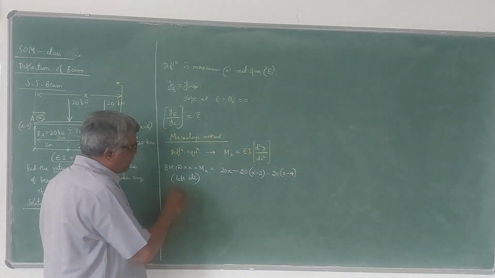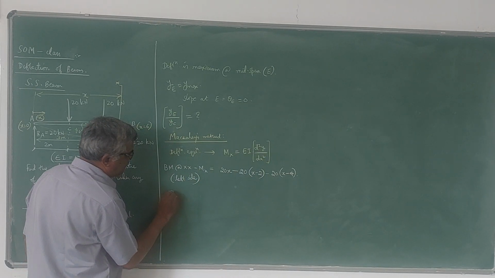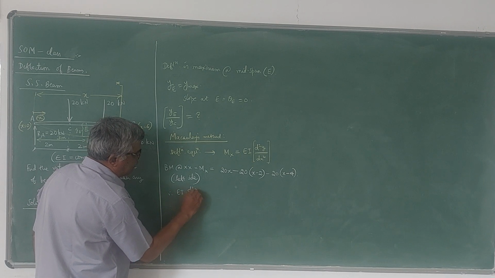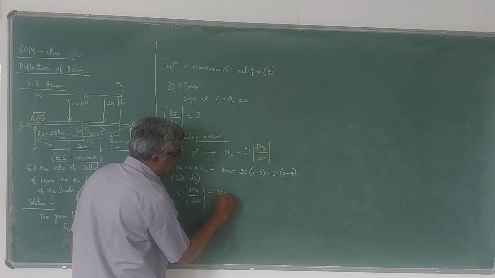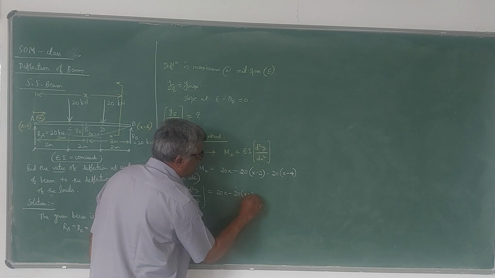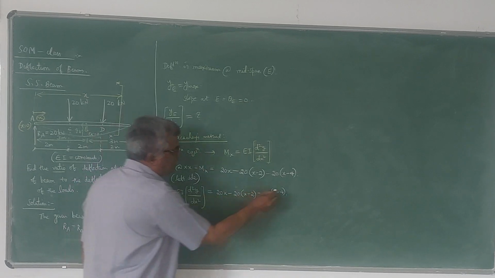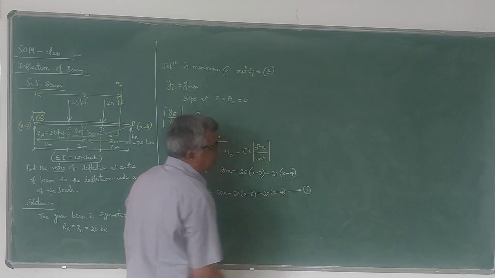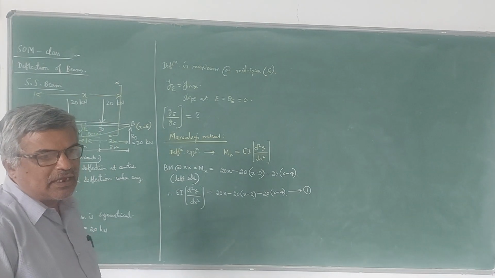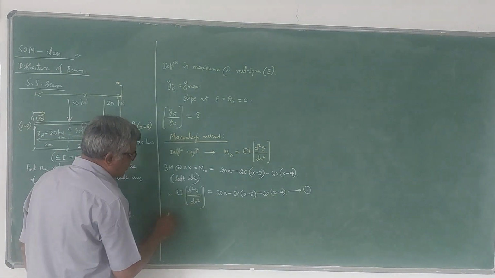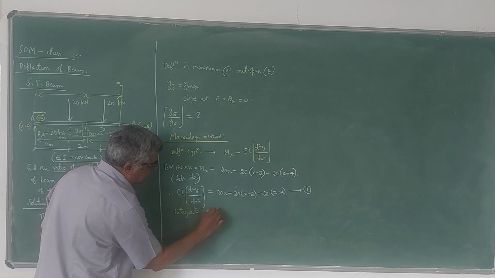So now this Mx can be equated to EI into d square y by dx square. Therefore what I can write here is EI into d square y by dx square will be equal to 20x minus 20 into x minus 2 minus 20 into x minus 4. So this I will call equation 1. This equation is the moment equation. From the moment equation, if you integrate, you are going to get the slope equation. So integrate with respect to x. Of course, both sides we have to integrate with respect to x.